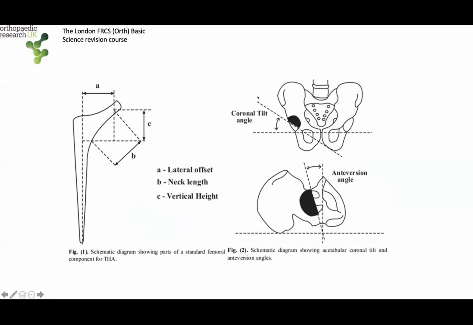So this is an example of, for example, a polished tapered stem. And you can see here the various offsets from the center of the femoral head to the long axis of the stem. You've got your neck length as well. And then from there to there, that's B. And then finally, you've got your vertical height. On the acetabular side, you have two things which you need to control for. It's your acetabular inclination or coronal tilt angle, but also your acetabular version, okay?